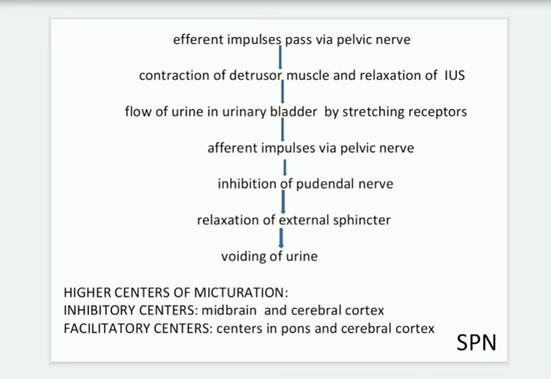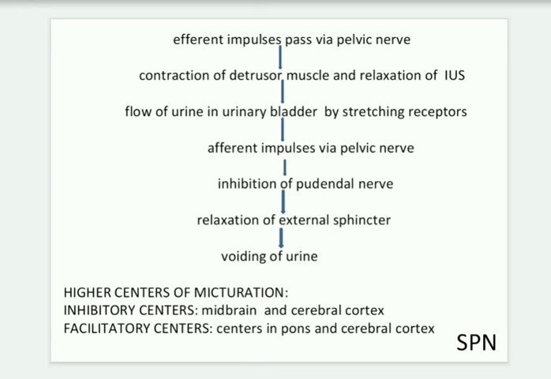And from there, the flow of urine in the bladder stretches the receptors. Then the afferent impulses via the pelvic nerve cause inhibition of the pudendal nerve, as well as relaxation of the external sphincter, so that you can pass the urine out, that is the voiding of urine. In this, there are some centers of micturition with passage to the brain.